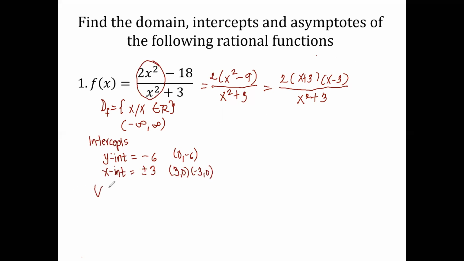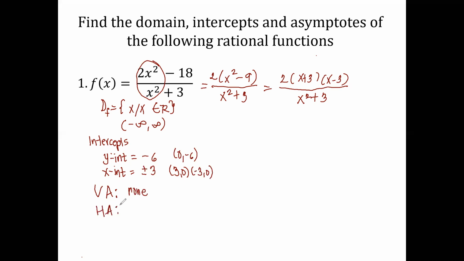Vertical asymptote. For the vertical asymptote, we equate the denominator. So there's none, because this is the same as equating x squared plus 3, and you will have an imaginary number.